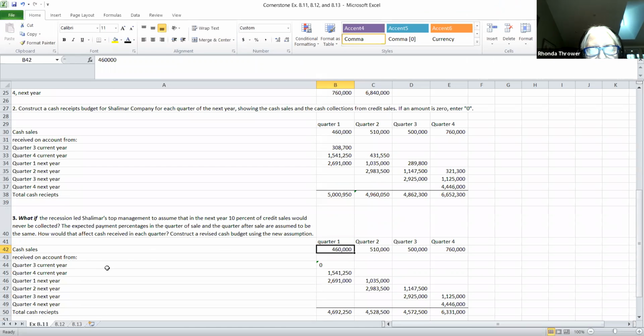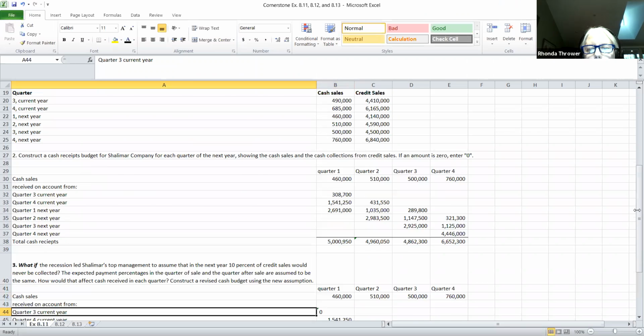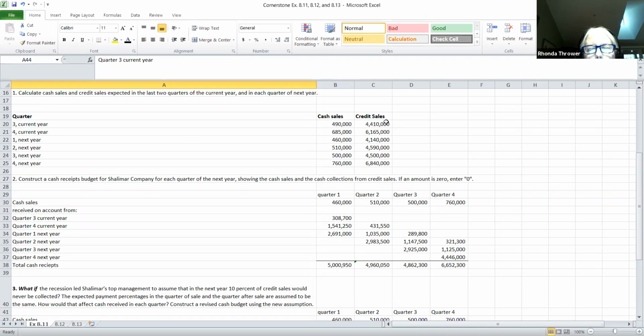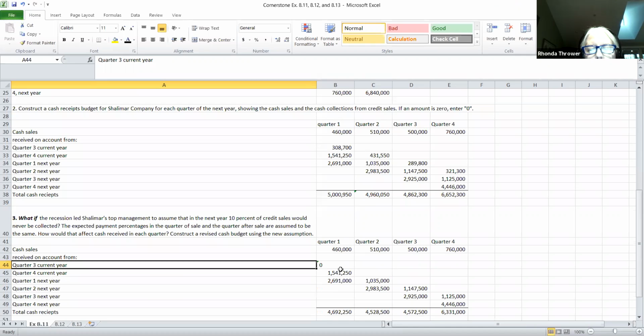So in quarter three of the current year, they didn't even put this in Cengage, but I wanted to do it exactly like we had done before, because there's a pattern to this. In quarter three of the current year, quarter three sales, 410,000 were credit sales. You would have collected 65% in the third quarter, and then the remaining 25% in the fourth quarter. So by the time you got to the first quarter, there was nothing to be collected. It would have been zero.